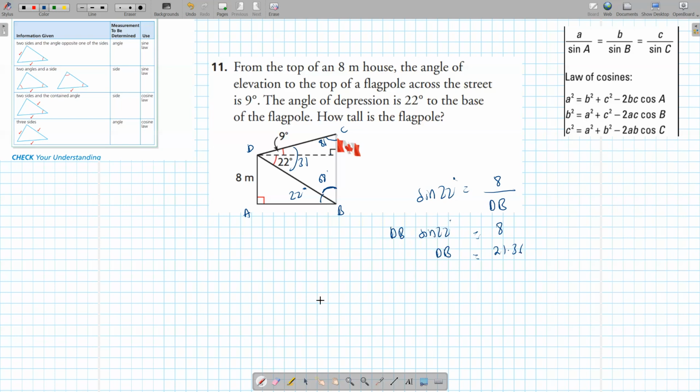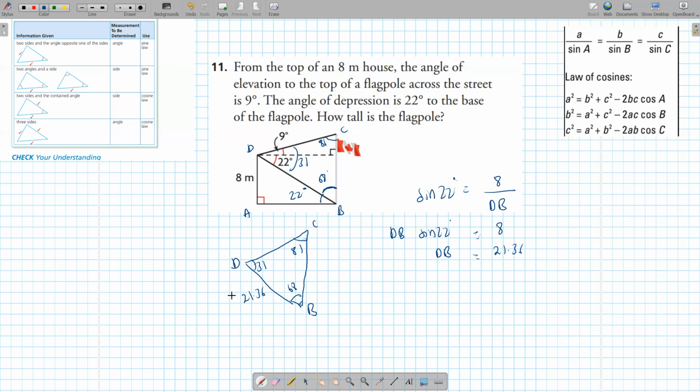Now if you look at our triangle on the inside, we have all three angles. This is 68, this is 31, this was 81. And now we also know this side length, 21.36. And we're trying to find CB.